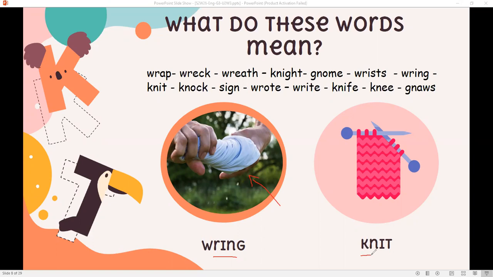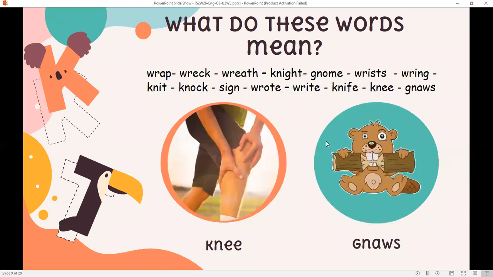Next I have the word knit. Knit. You know, some mothers, maybe your mother likes to do some knitting. Knitting. So this is the word knit. Here I have the word knee. The K is silent. Knee. This is the knee here. Okay, knee.